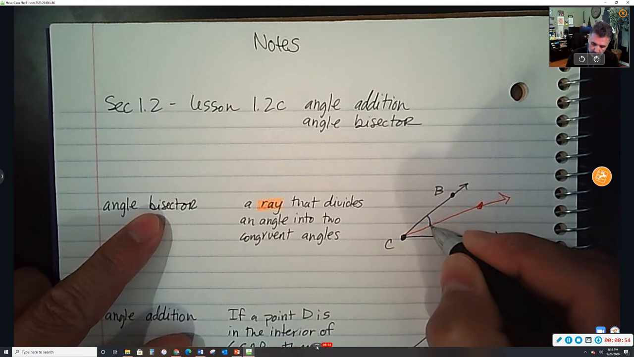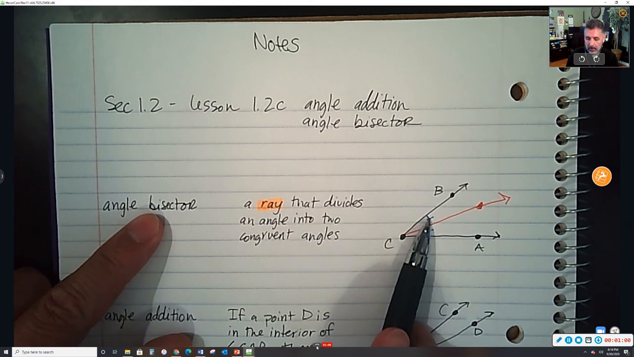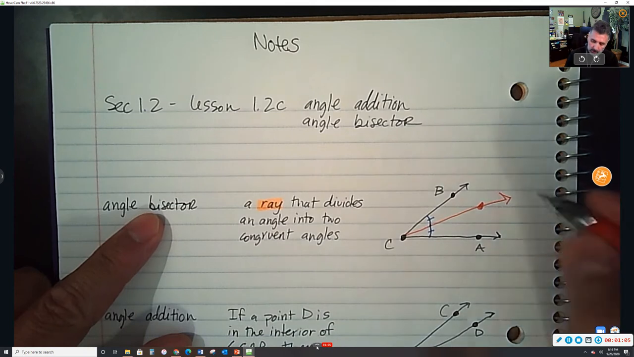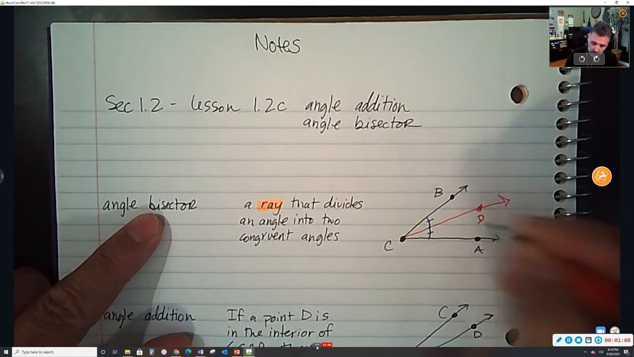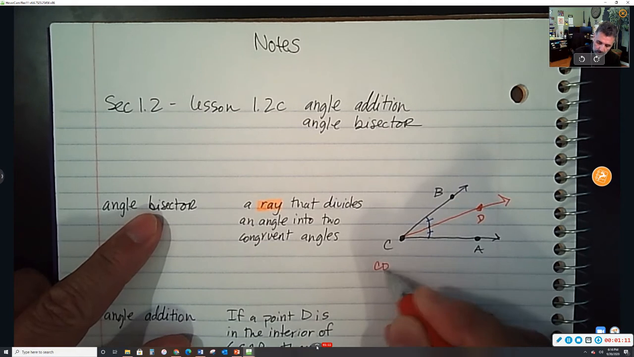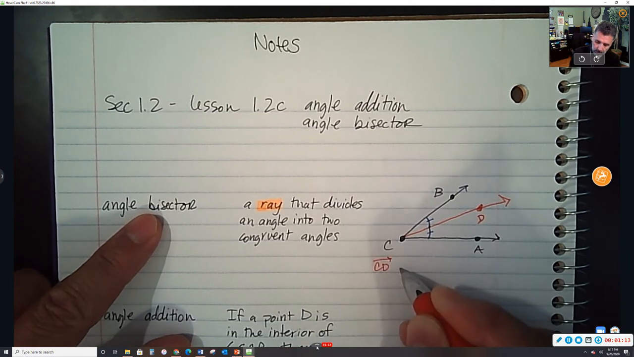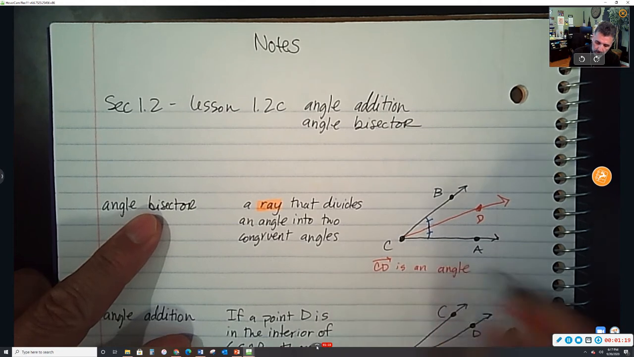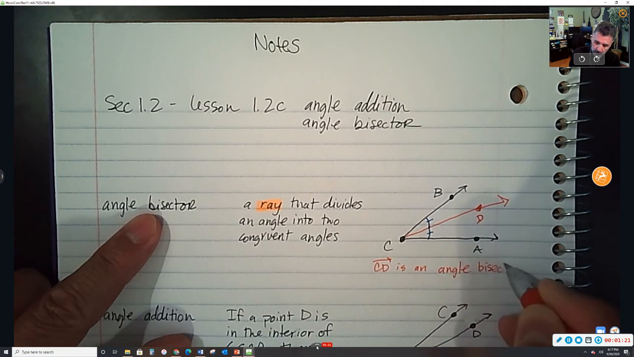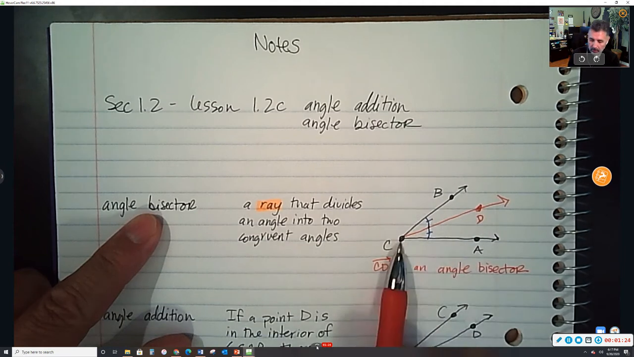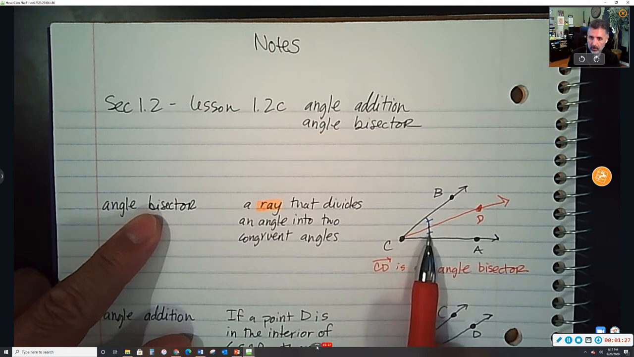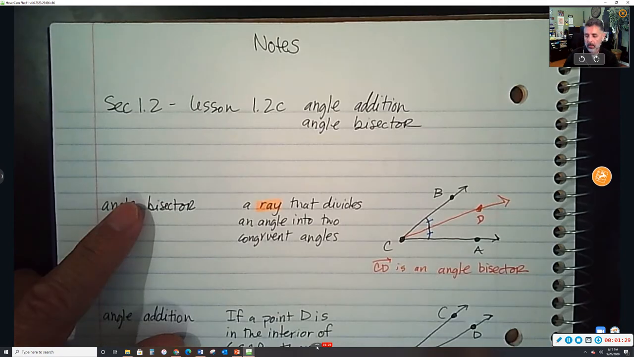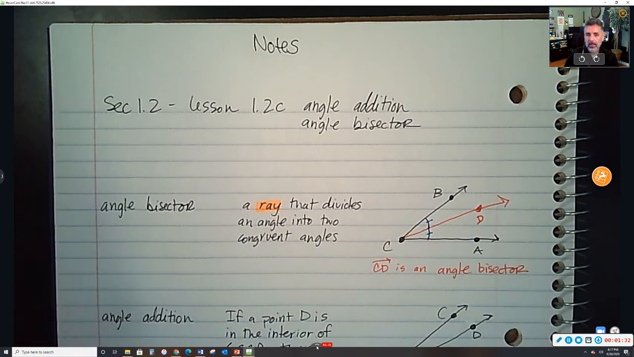Okay? And then remember from the last section, I know this angle is congruent to this angle because of the markings. Right? And then let's call this CD. So ray CD is the angle bisector, because it's cutting this angle into two equal angles or congruent angles. Okay? So ray CD is the angle bisector.